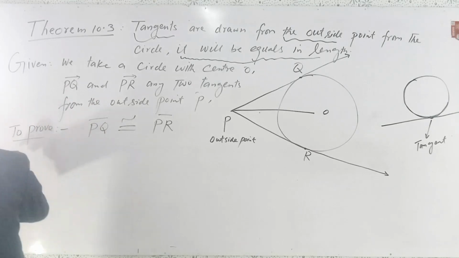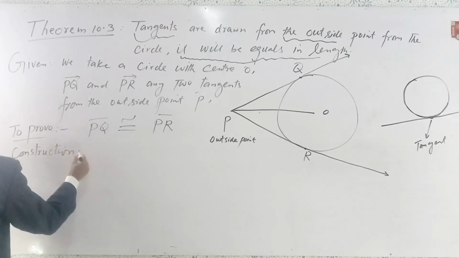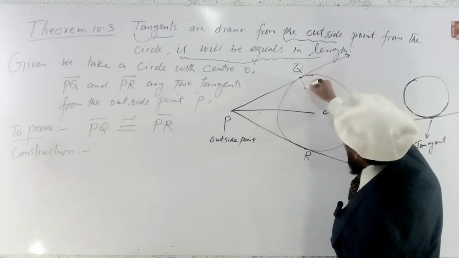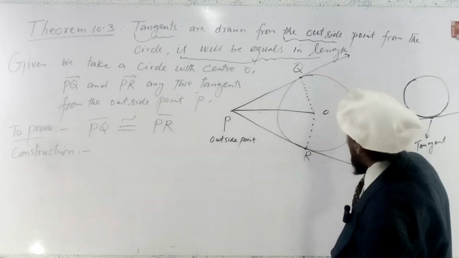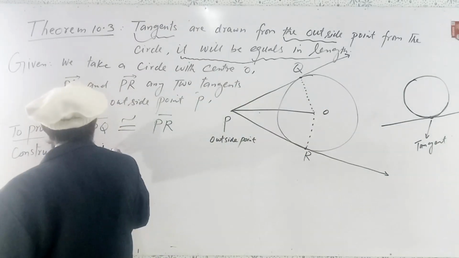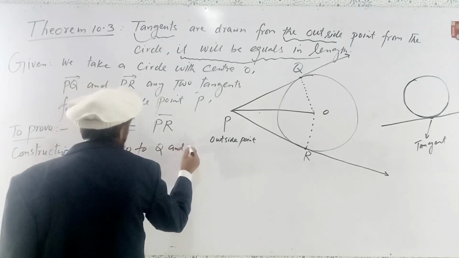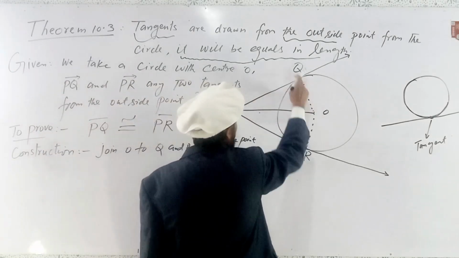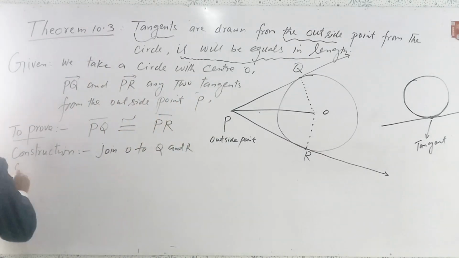Now construction is required here. Construction: we join OQ and OR, join O to Q and R. We get two triangles. Look here, triangle POQ and triangle POR. We get two triangles.